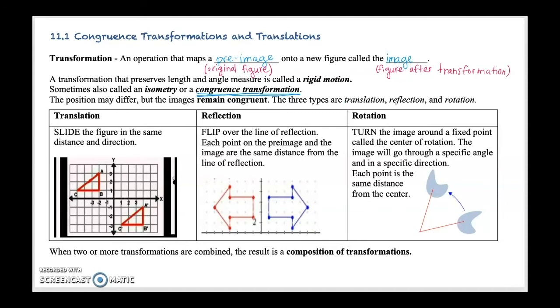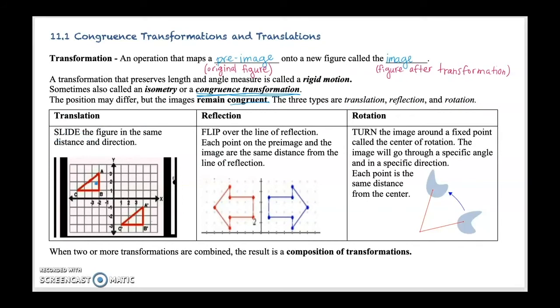So in a congruence transformation, the position of your shape may change, but the images remain congruent. And that's kind of the most important part here. So if it's one of the transformations we're working with, that only works if the figures stay congruent to each other. So they may change position, but they should not change shape or size at all. So the three types of rigid motions, or congruence transformations, are translation, reflection, and rotation. So kind of a reminder of what these are.